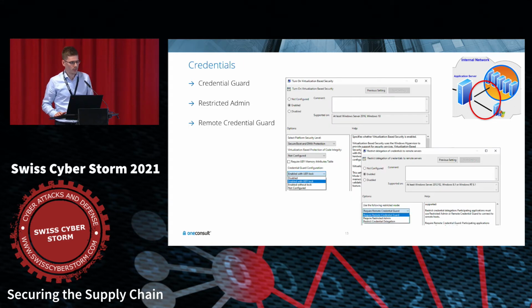Further, we have several Windows functionalities that allow us to harden these devices further. One tool is Credential Guard. With Credential Guard, we can virtualize the LSASS process and prevent credentials from being read directly out of this process. We also have the possibility to harden remote desktop connections using Restricted Admin.